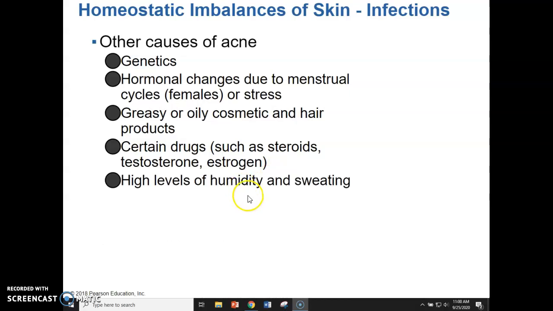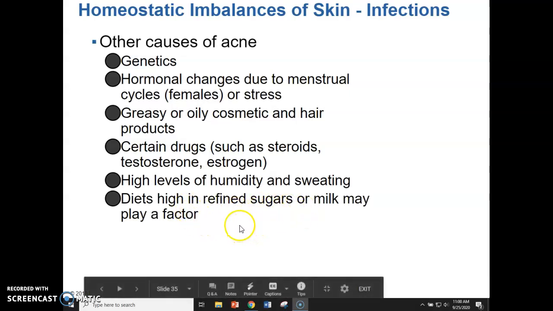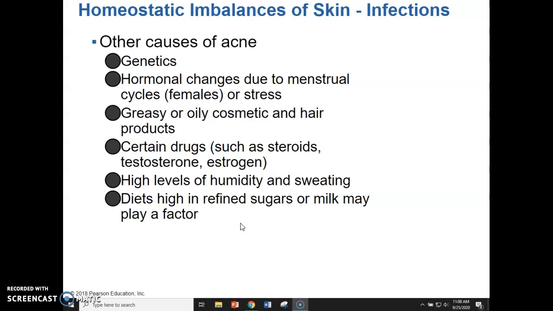High levels of humidity and sweating can sometimes lead to those pores being clogged. The sweat's not causing it directly, but it could lead to the pores for the sebaceous glands being clogged. Some people say diets high in refined sugars or milk may play a factor. That is very unknown, not fully understood, but that's what some things point toward perhaps being a problem.